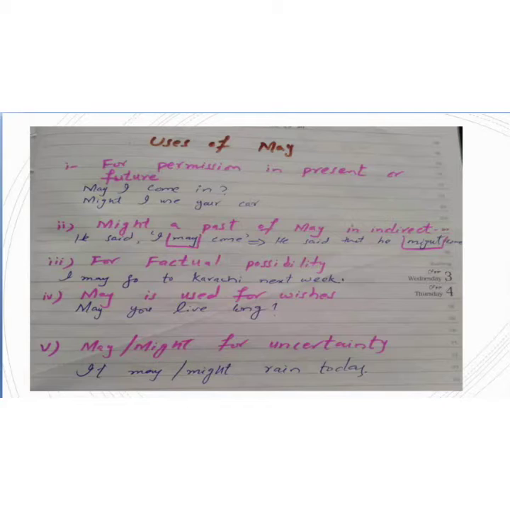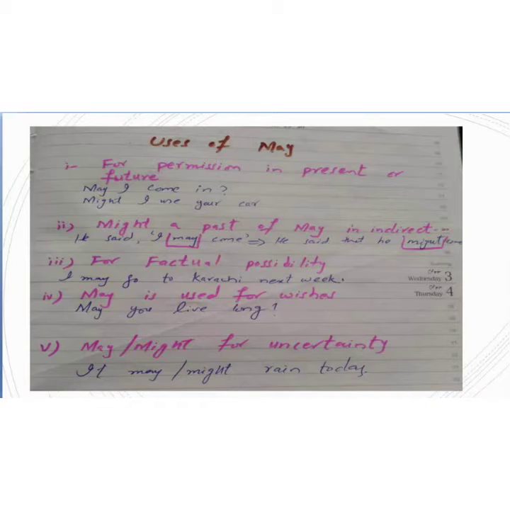If there is a sentence, he said, I may come, then as this is in the past tense, I will change may into might. He said that he might come. If there is he says, then this will be present tense, so may will not be changed into might. It will be the same as may.